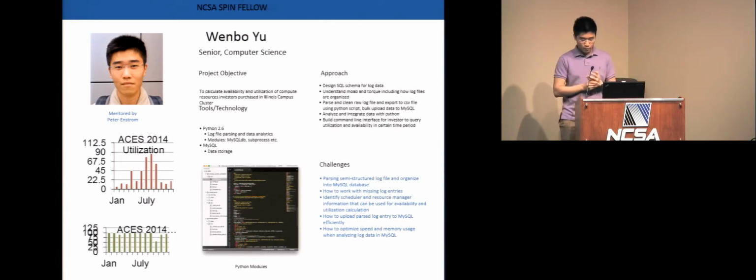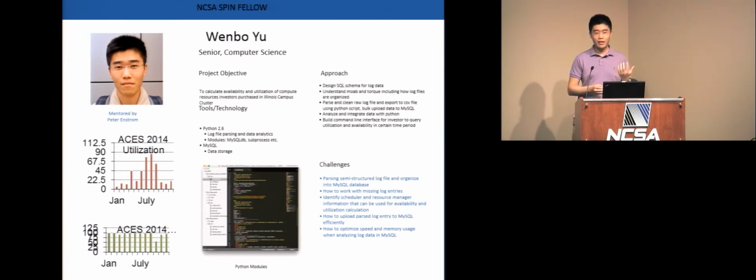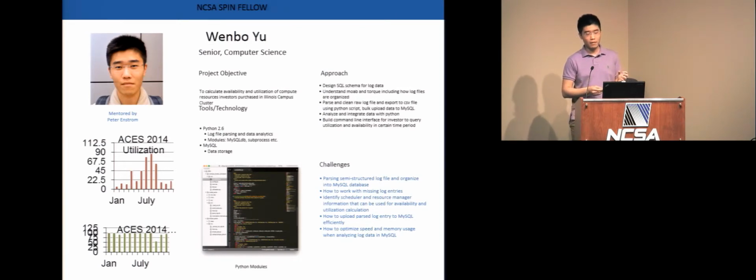Yes, so for example, the log file is supposed to record a node down event when a node is down and a node up event when a node is up. But that is not the case with the actual log file. I've seen a lot of consecutive node ups and consecutive node downs, which means sometimes they have missing node down and node up. So I need to make some assumptions and make predictions about when the node is actually up and when it is actually down.